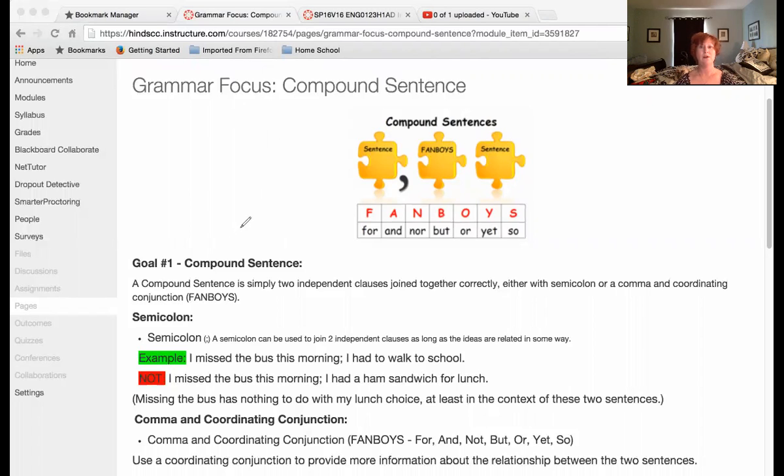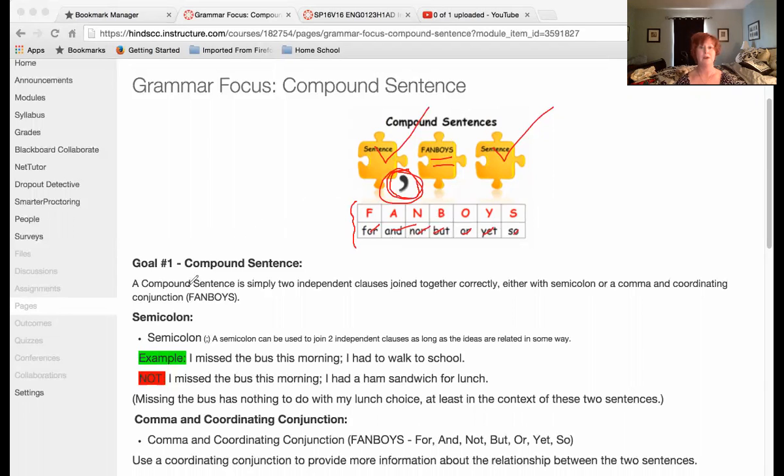Okay, so we are looking at compound sentences. So what makes a compound sentence? Well, you need a complete sentence, an independent clause. That comma is so important. You need a conjunction, which we'll talk about in just a minute, and then another complete sentence. You might be familiar with the term FANBOYS, which is a nice way to remember all the conjunctions: for, and, nor, but, or, yet, and so. These are the words that you use when you're writing a compound sentence.